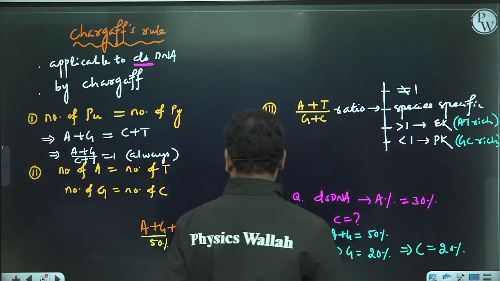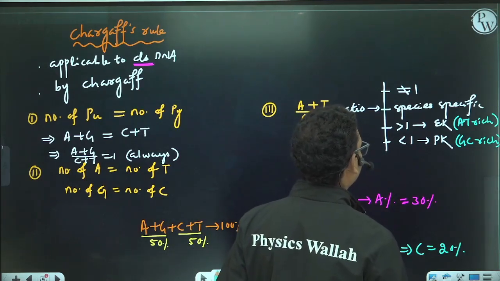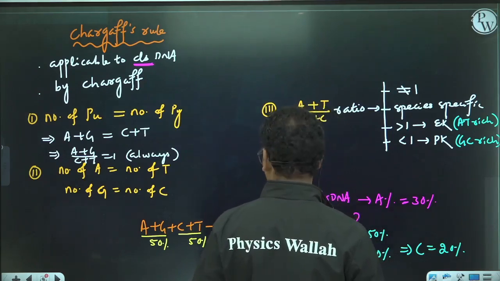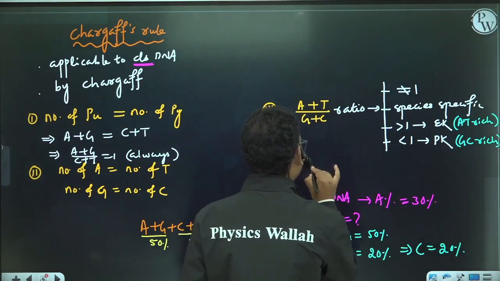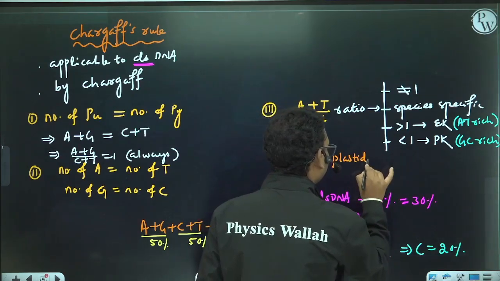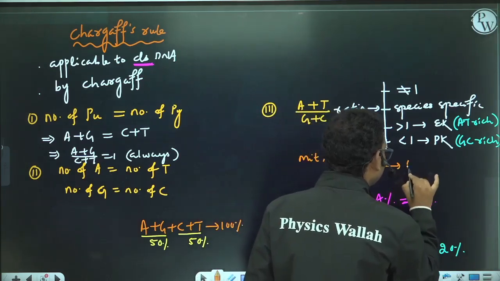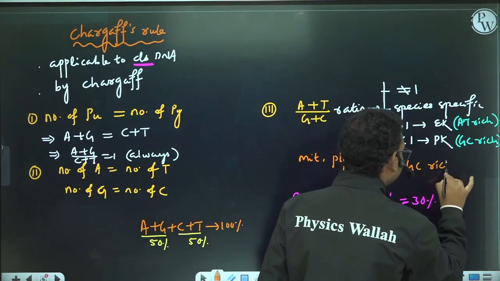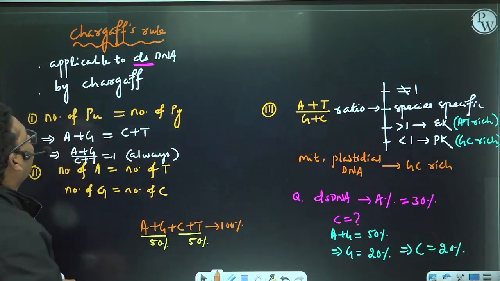Okay, so here I will write one more point. Mitochondrial and plastidial DNA, they are also GC rich. Okay, so these are the various points of Chargaff's rule.